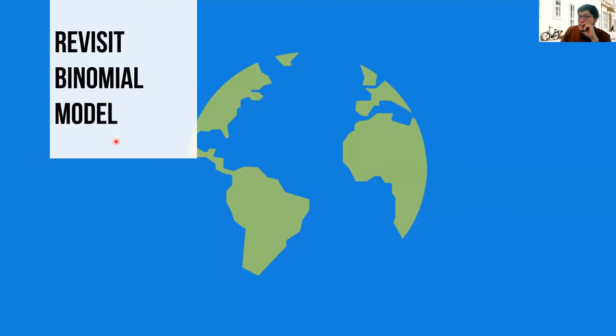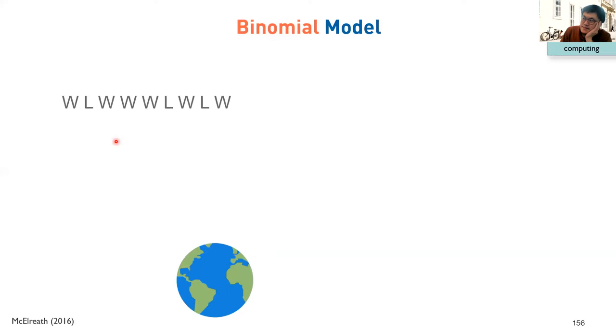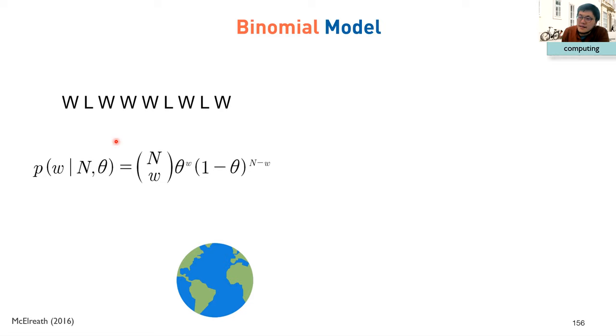Good. So if not, then let's actually do it using standard language to analyze our already quite familiar globe toss example. Let's look at it again to have a revisit. So we have the sequence water, land, nine times in total, and six of them are water observations. And the entire process follows the binomial. So if there is a success rate, it can be either zero or one.